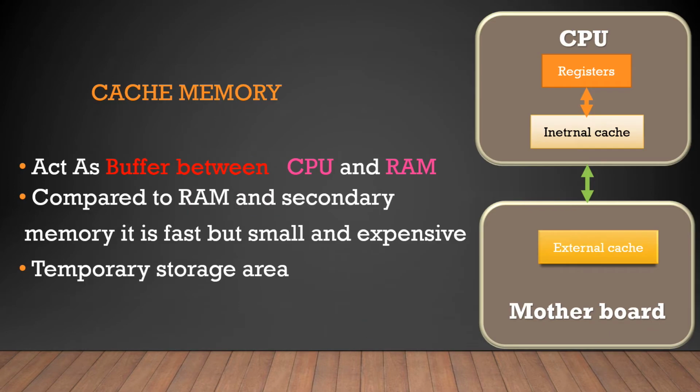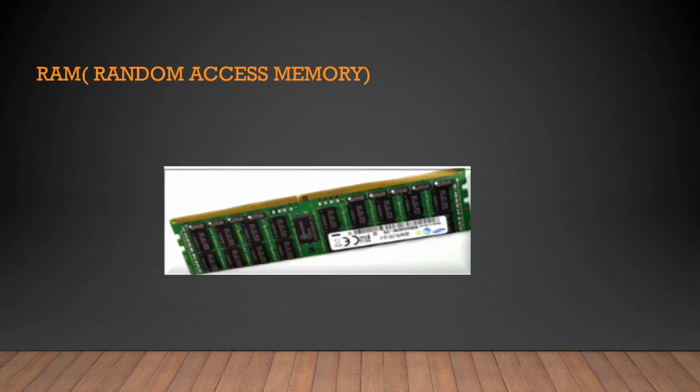Points to remember, cache memory. Buffer between CPU and RAM. Compared to RAM and secondary memory, it is fast but small and expensive. Temporary storage area. Now, we are going to study primary memory, RAM.